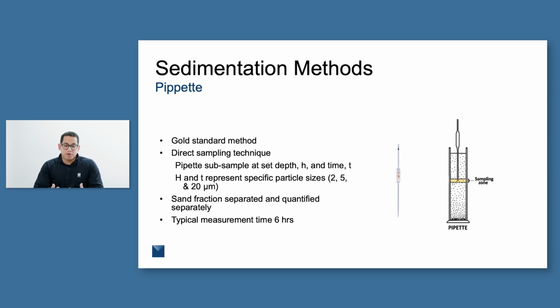The nice thing about the pipette method is that a typical measurement time is about 6 hours, so it's a little bit faster than the hydrometer method. And typically it has similar levels of accuracy, but we don't have as much error associated with trying to measure the density that we might have with the hydrometer method.